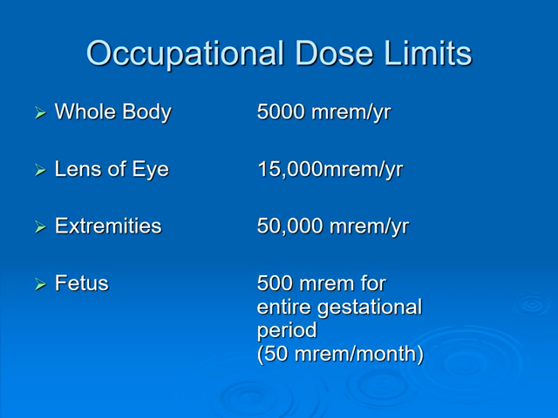Your occupational dose limits to the whole body is 5,000 mrem per year, lens of the eye, 15,000 mrem per year, extremities, 50,000 mrem per year, and to the fetus, 500 mrem for the entire gestational period. We monitor for 50 mrem per month.